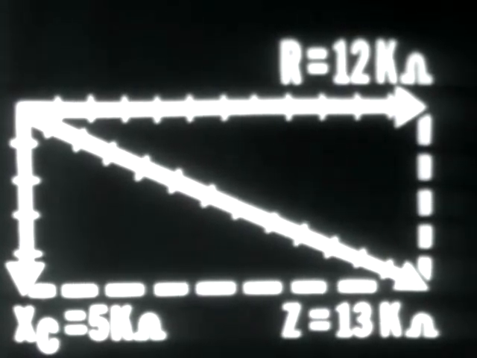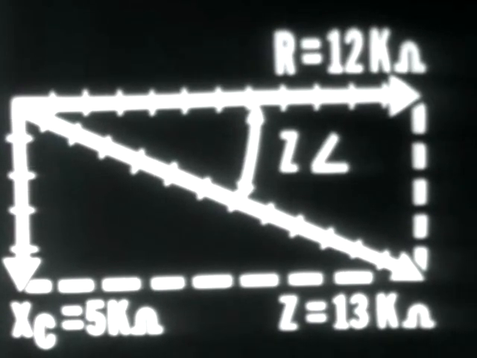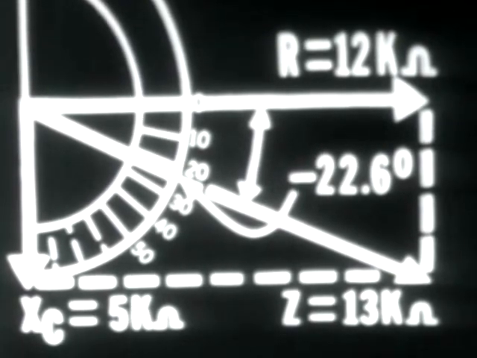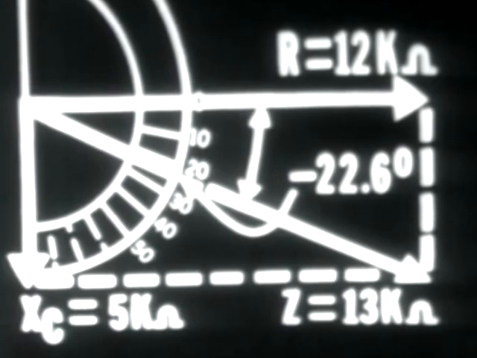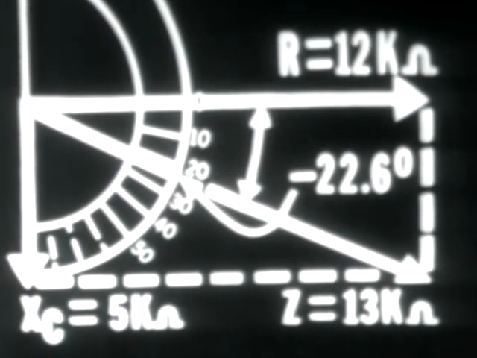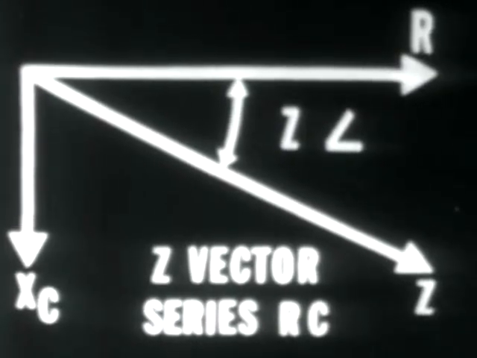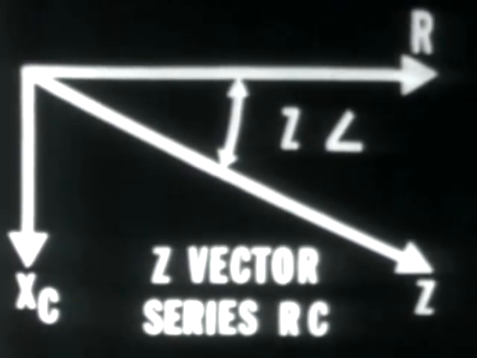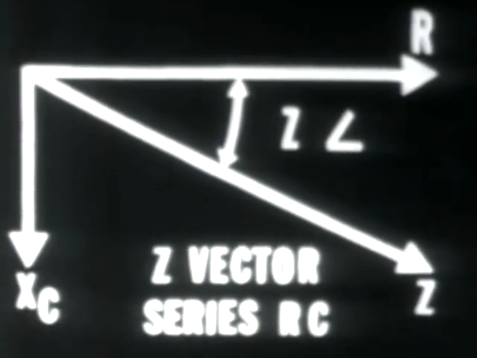Now we have an angle generated here, the angle between R and Z, which is the impedance angle. We can measure this angle with a protractor. Accurately reading our protractor, it would read 22.6 degrees. Note, I have a negative 22.6 degrees indicated here for our impedance angle. Remember, our impedance vector has been rotated clockwise, which gives us a negative direction, or a minus angle. So our impedance angle is minus 22.6 degrees. This then would be the impedance vector of any series RC circuit. Of course, if the value of R or the value of X sub C were changed, the impedance angle would change, and the magnitude of the impedance vector would change as well.